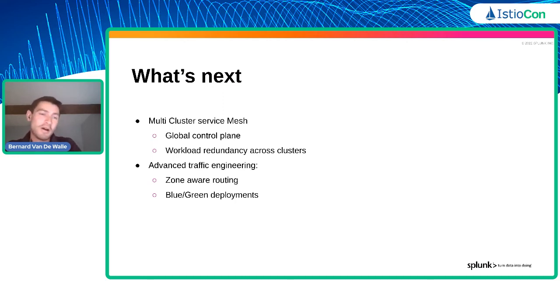This will allow us to do things like workload redundancy across clusters. For example, if one workload is not available on one cluster, the mesh will allow the request to be redirected to another cluster. More things we want to do is blue-green deployments and things like zone-aware routing.